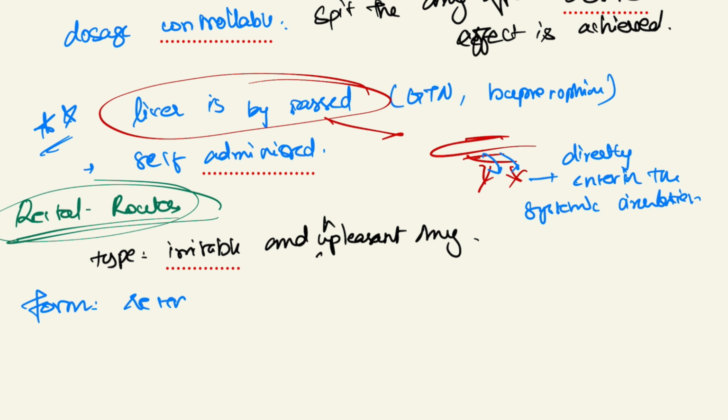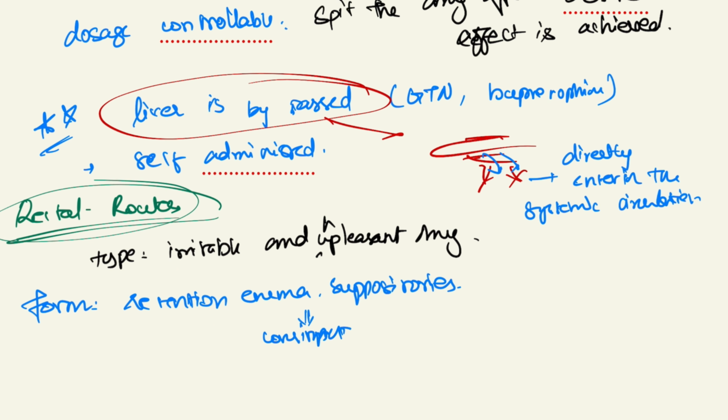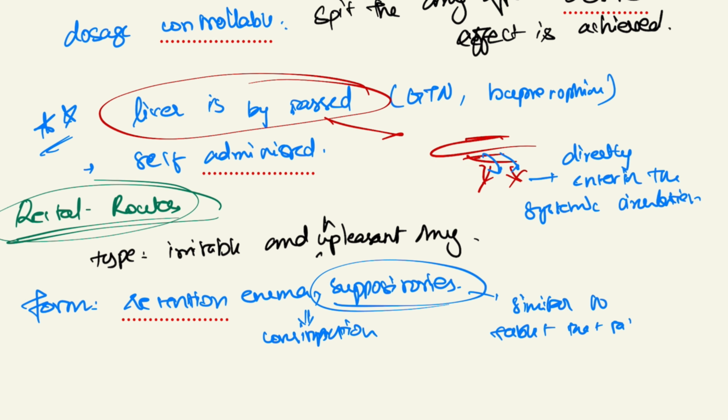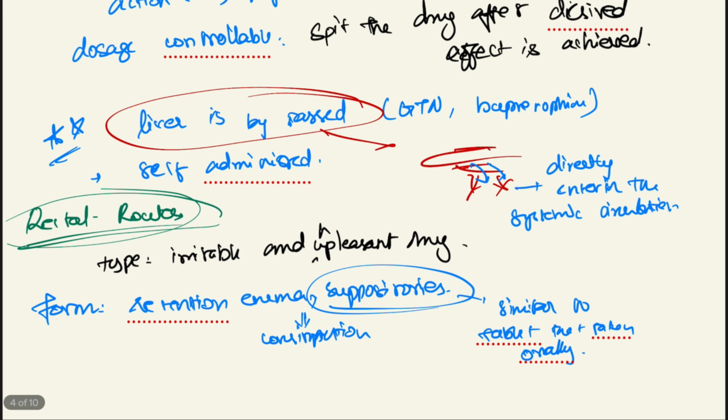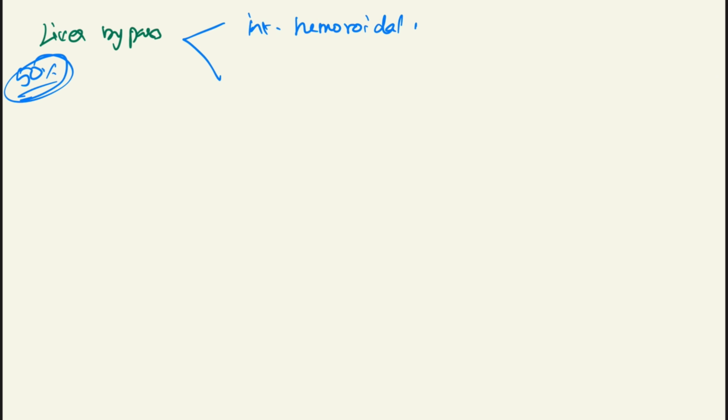What are the forms? Retention enema or suppositories. A suppository is like a tablet that we use in the mouth, but it is used in the rectal route. Understand? Liver bypass is only 50%, because 50% of the drug enters the internal hemorrhoidal vein and 50% enters the external hemorrhoidal vein. The drug that enters the internal hemorrhoidal vein does not bypass, and the drug that enters the external hemorrhoidal vein bypasses, because the internal hemorrhoidal vein is a part of the portocaval anastomosis.